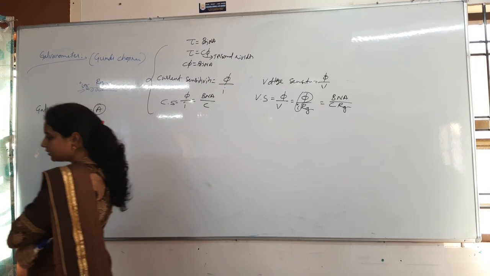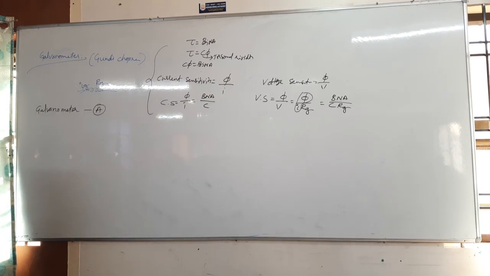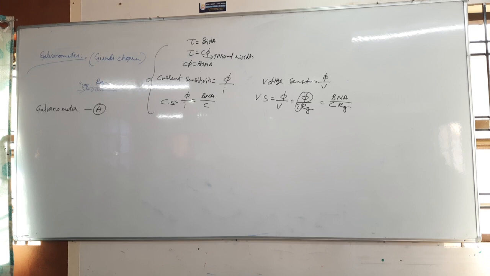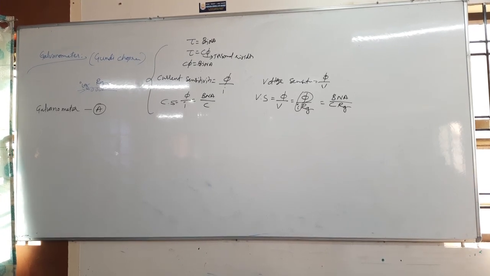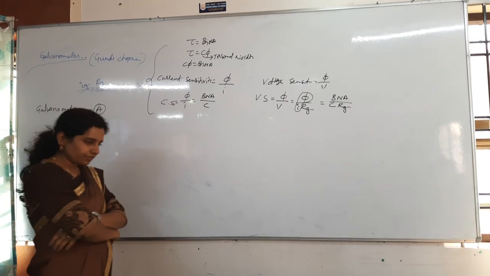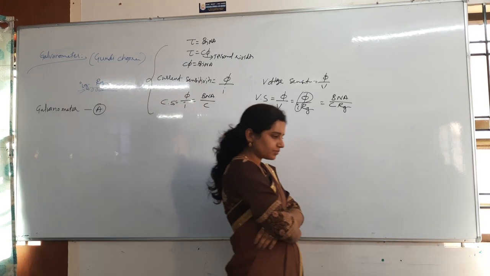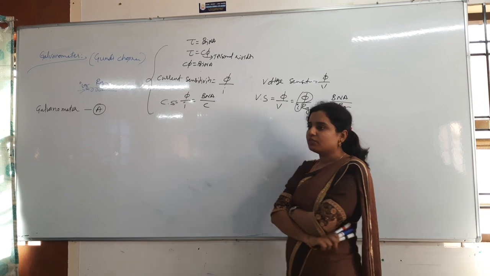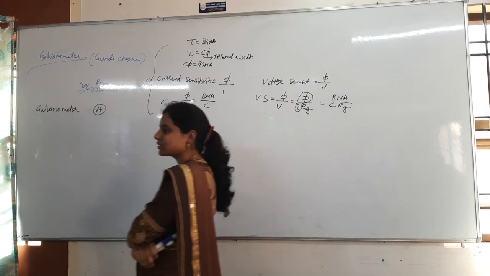In the next line, ammeter should have less resistance, whereas voltmeter should have high resistance.